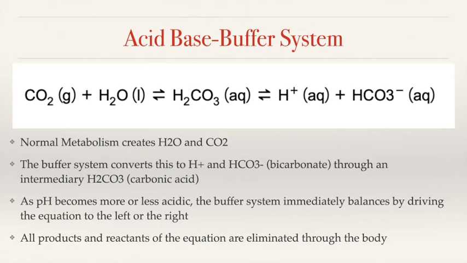And if we have too low hydrogen, like if we're too alkalotic, the body can take this carbonic acid and break it down into hydrogen ions to bring our level of acidity back to normal, our pH back to normal. So this buffer system is really an intermediary, and it's instantaneous, and it helps maintain our pH.